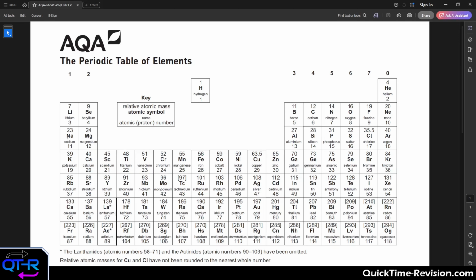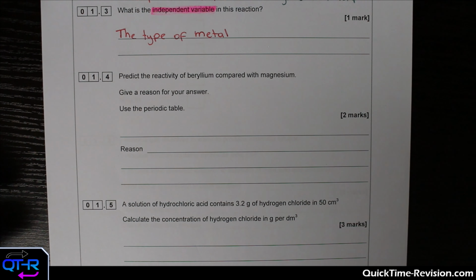Now, magnesium is in row number 3, or period 3, which means it has 3 shells. That means that the outer shell of magnesium is further away from its nucleus than the outer shell of beryllium is from its nucleus. What that means is that it would be a lot easier for magnesium to lose the 2 electrons in its outer shell than beryllium, and therefore making it more reactive.